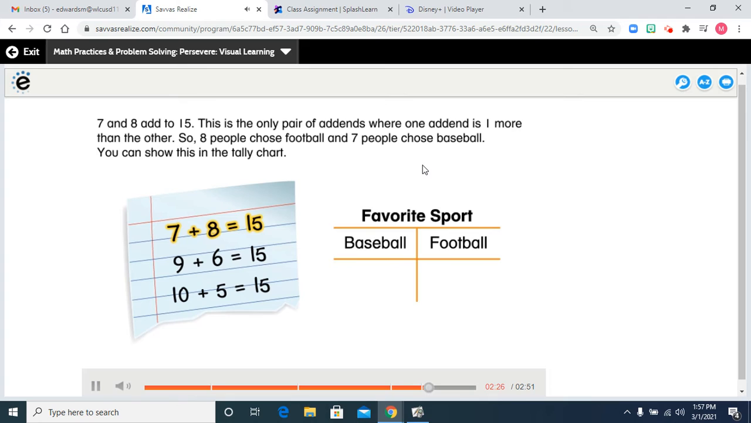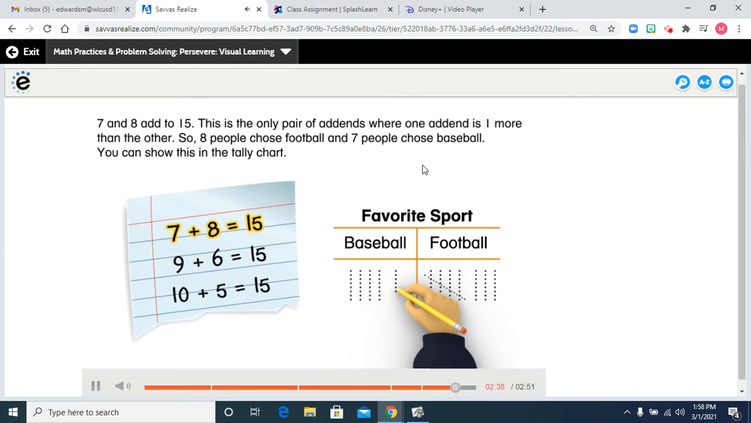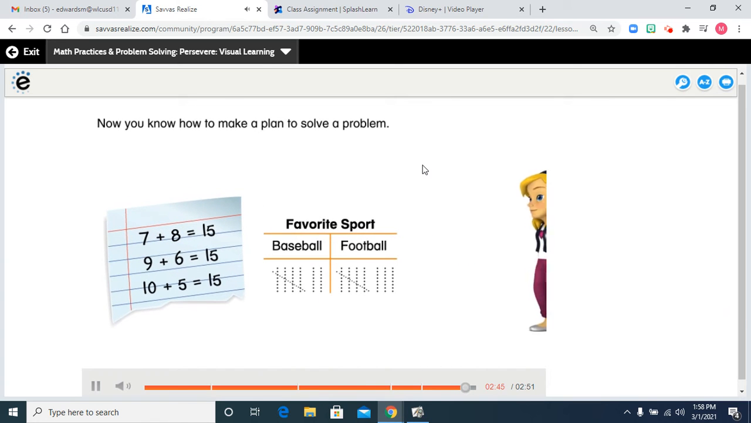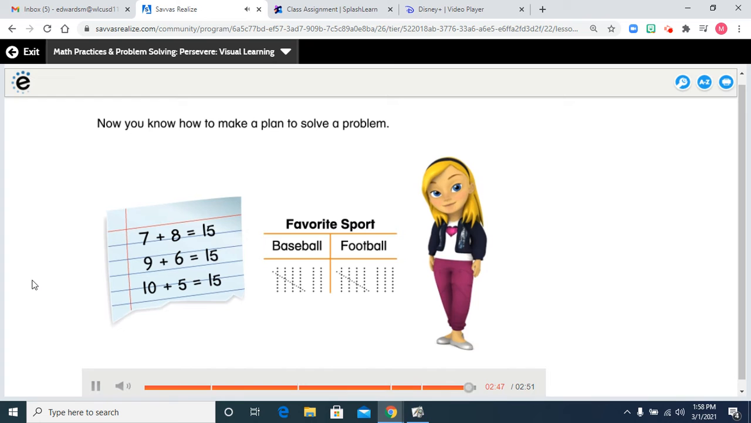7 and 8 add to 15. This is the only pair of addends where one addend is one more than the other. So 8 people chose football and 7 people chose baseball. You can show this in the tally chart. Now you know how to make a plan to solve a problem. Good job.